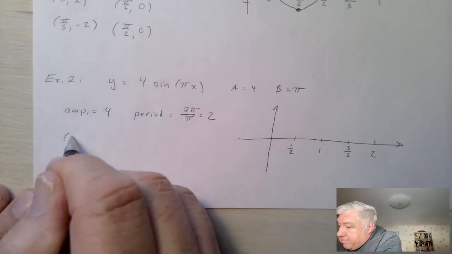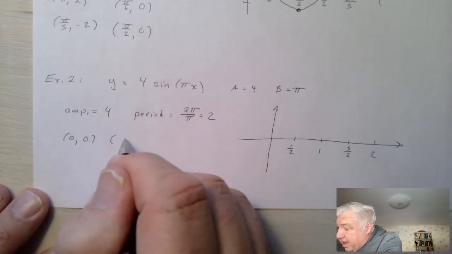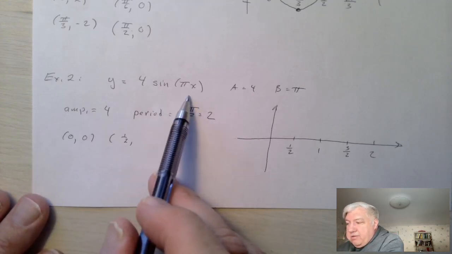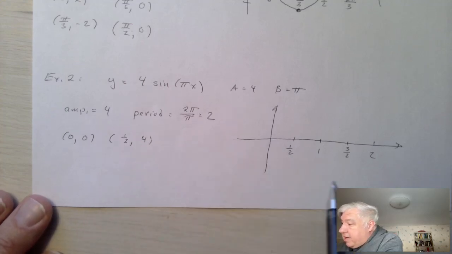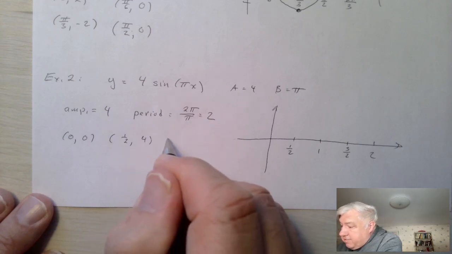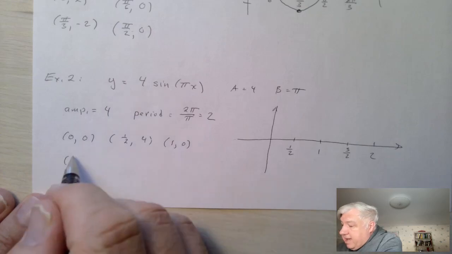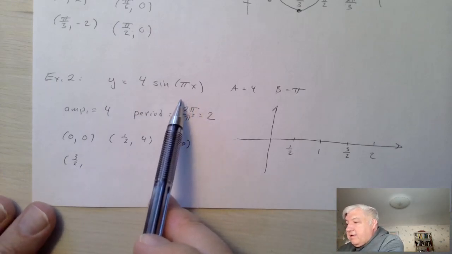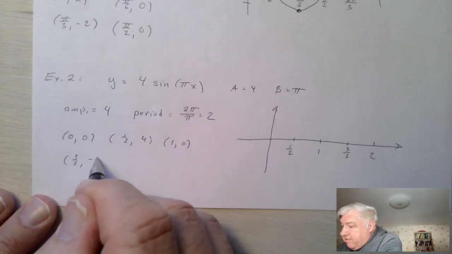When x is 0, we get 0. When x is 1/2, we get pi over 2. The sine of pi over 2 is 1. 1 times 4 is 4. When x is 1, we get the sine of pi. That's 0. Times 4 is still 0. When at 3/2, we get 3/2 pi. That's -1 times 4 is -4.